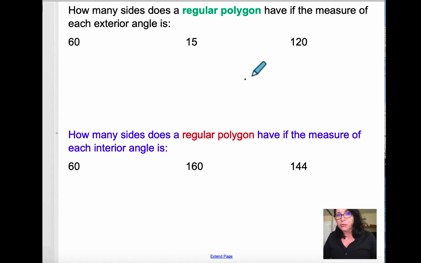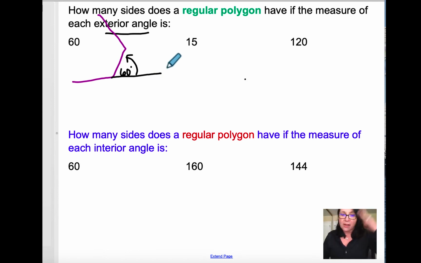It says, how many sides does a regular polygon have if the measure of each exterior angle is 60? So in this problem, I'm going to make a little facade of my polygon. My exterior angle would be outside of my polygon, and that would be 60 degrees. Now, the sum of all the exterior angles of any polygon is 360 degrees. So realistically, all we're going to do is go 360 divided by 60 degrees, and that's going to give me 6. So this polygon has 6 sides.